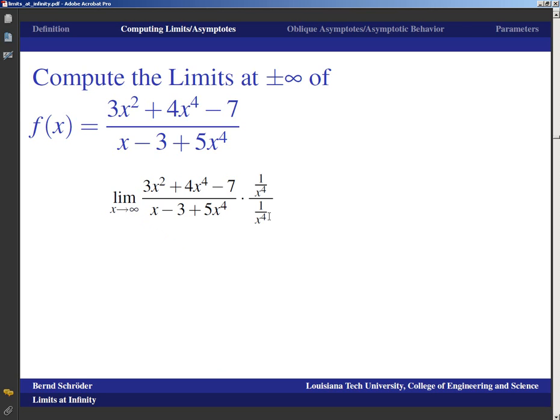So we expand with 1 over x to the 4th, multiply everything in. We'll get 3 over x squared plus 4 minus 7 over x to the 4th, and 1 over x to the 4th, 1 over x to the 3rd minus 3 over x to the 4th plus 5. There we go. 3 over x squared plus 4 minus 7 over x to the 4th over 1 over x cubed minus 3 over x to the 4th plus 5. And we keep the limit, of course.